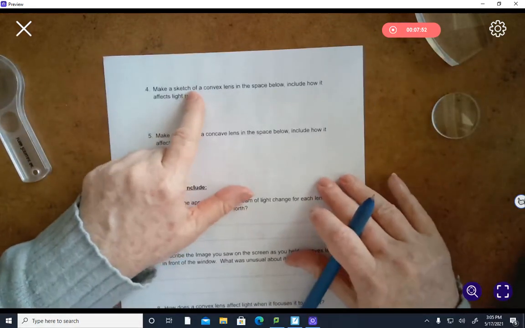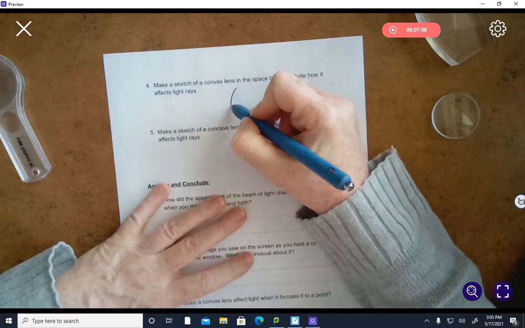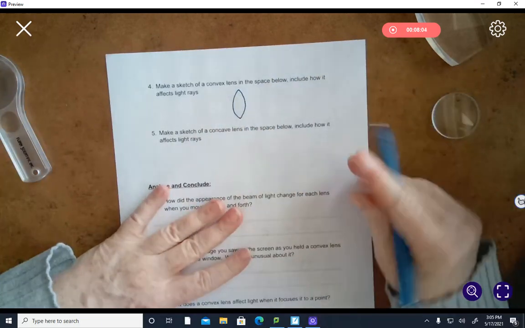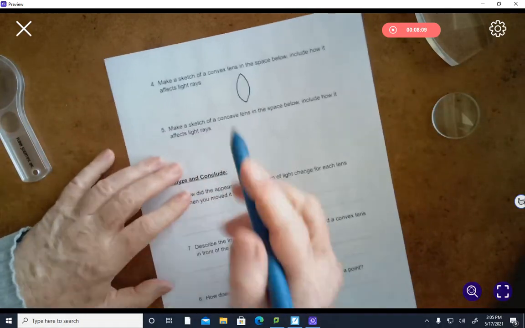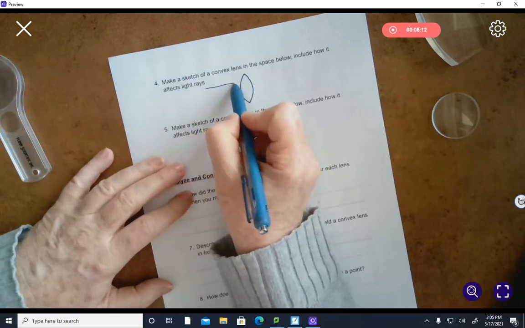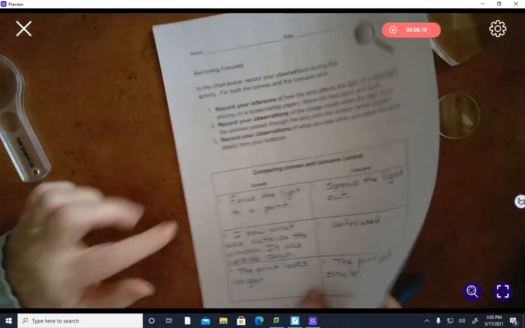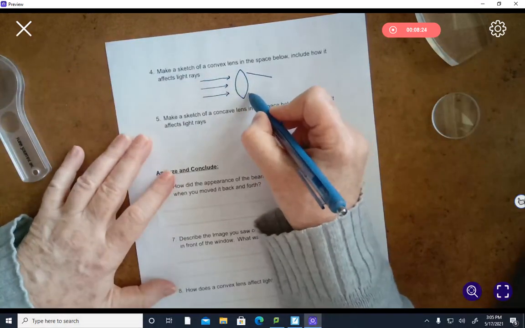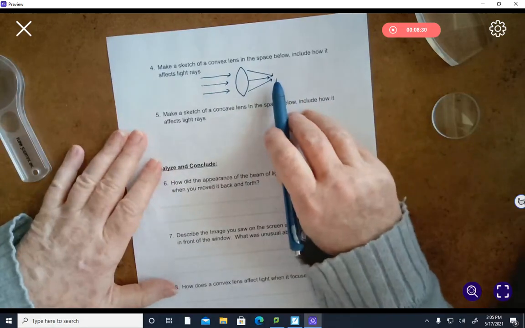And then you can turn it over here, and it asks you to actually make a sketch of a convex lens. So the convex lens is thicker in the middle. So you're going to think you're making two sort of Santa Claus bellies or something like that. Maybe it looks like an almond. And it says include how it affects light rays. So let's think about the light rays coming in here. And if you go back and look at what you wrote, you said that it focused them to a point. So in this one, it focused them right to this point, and that point is actually called the focal point.